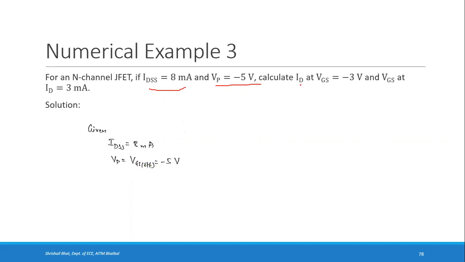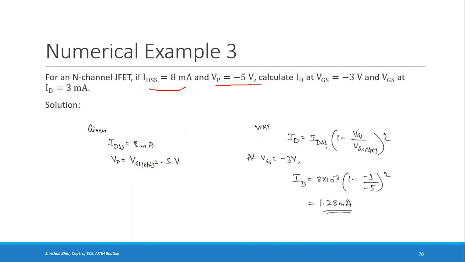You are asked to find the value of ID at a certain VGS. To do this, you can use the square law expression. ID is equal to IDSS into 1 minus VGS by VGS off, the whole square. Very simple, right? In this formula, you substitute all these values. IDSS is 8 milliamps. Then 1 minus VGS, which is -3 in this case, divided by VGS off, which is -5. VP is nothing but VGS off. Just substitute it, calculate it. You'll get ID equal to 1.28 milliamps. This is the value of ID at VGS equal to -3.